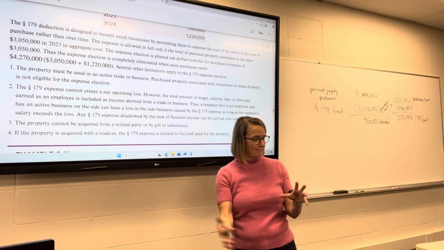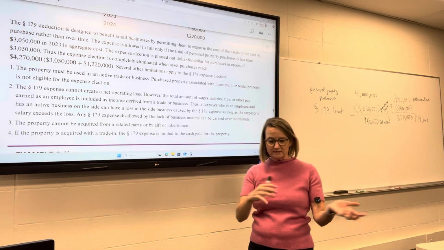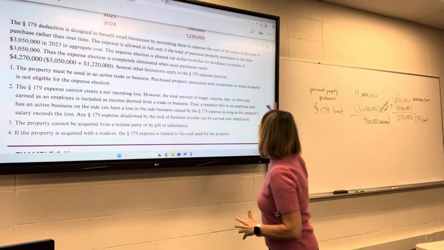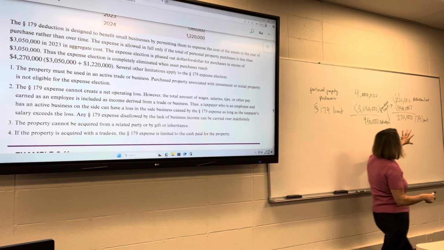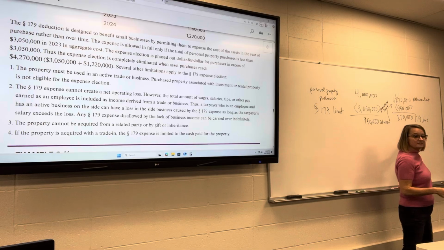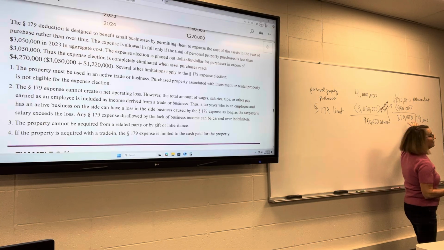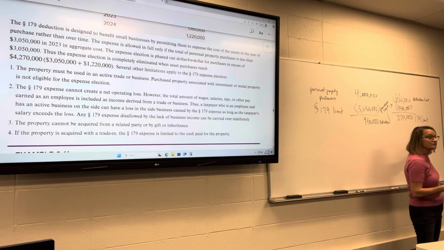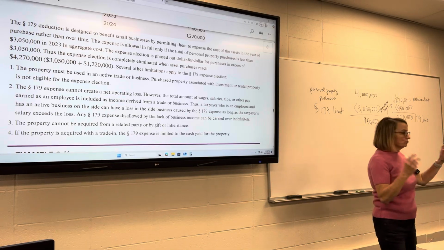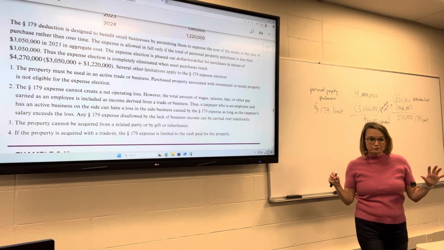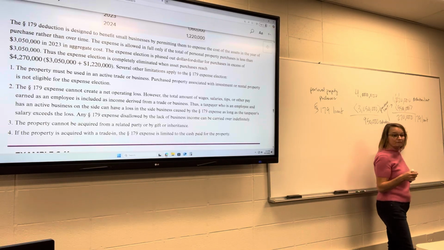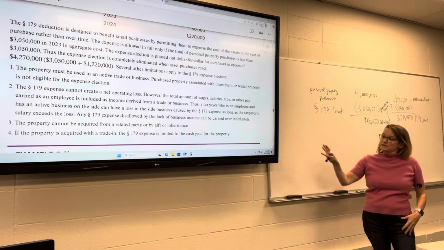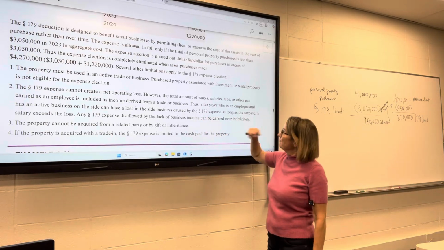Some special things happen when you have a net operating loss. You get to carry forward some of that to future years. But the 179 cannot create a net operating loss. So in this case, if we had an allowable 179 deduction of $270,000, and our income was $200,000, we would not be able to take that full $270,000. We could only take $200,000 of it. So that's what they mean here. It cannot create a net operating loss.